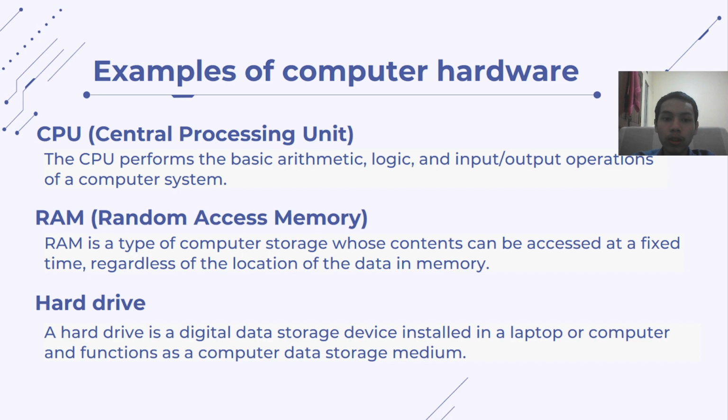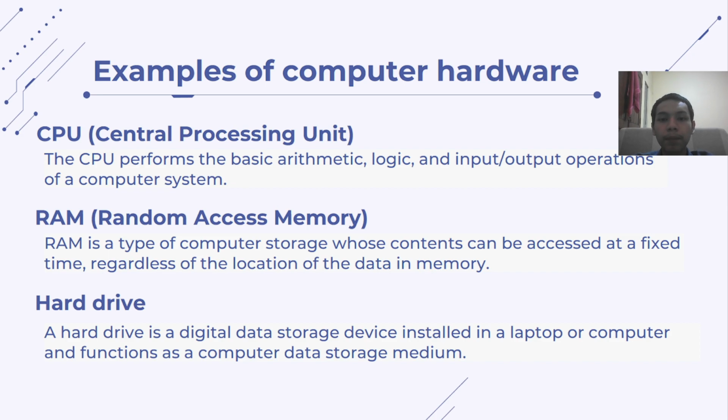The CPU is responsible for fetching and executing instructions. It performs basic arithmetic, logic, and input or output operations of a computer system. The CPU works at very high speed and performs millions of calculations per second to run programs.